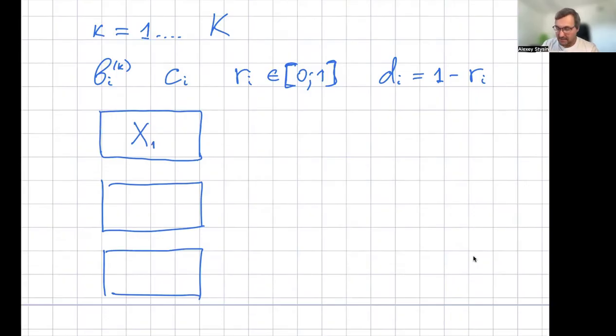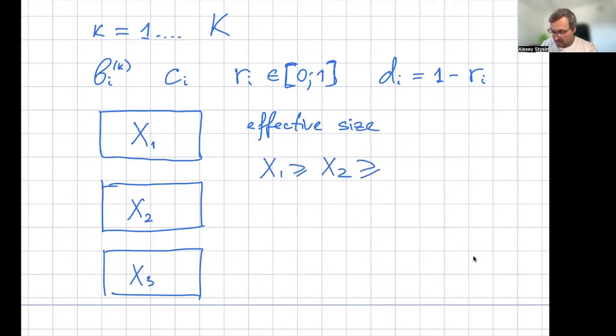the effective size of the slot. And we are going to always assume that the slots in the auction are arranged in the descending order of the effective sizes. So x_1 is larger than or equal to x_2, which is larger than or equal to x_3, and so forth.